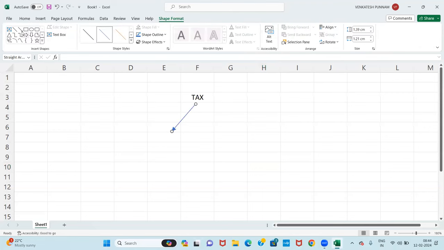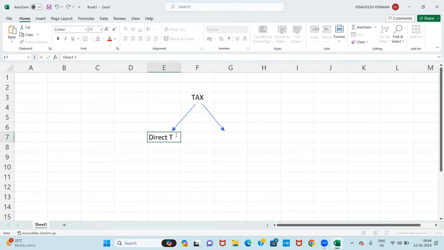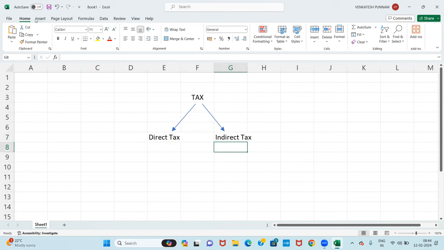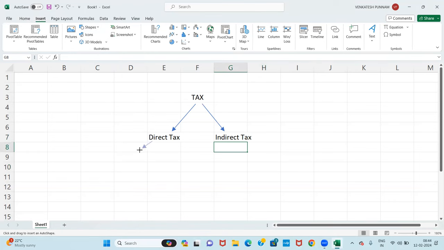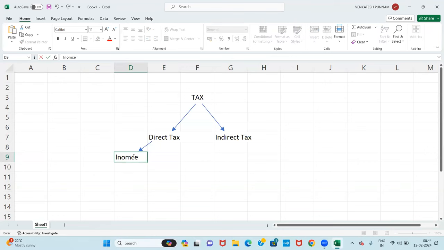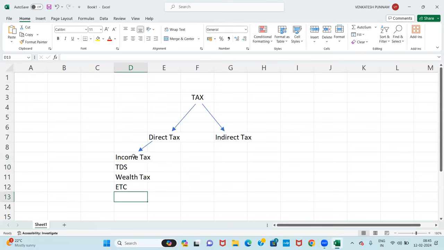Everyone, we have two types of taxes. What are the two types? One is direct tax and one is indirect tax. What is meant by direct tax? Examples of direct tax, let us assume: income tax, TDS, and wealth tax, etc. And what is meant by indirect tax?